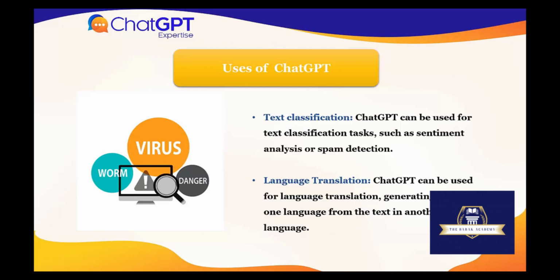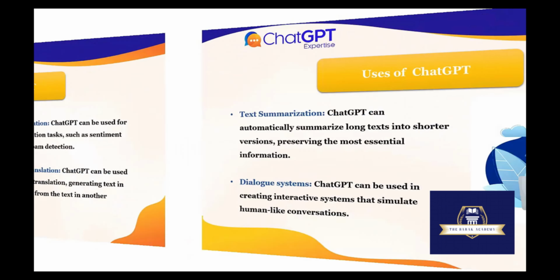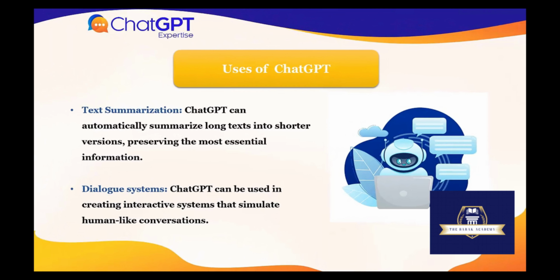Language translation: ChatGPT can be used for language translation, generating text in one language from the text in another language. Text summarization: ChatGPT can automatically summarize long texts into shorter versions, preserving the most essential information. Dialogue systems: ChatGPT can be used in creating interactive systems that simulate human-like conversations.